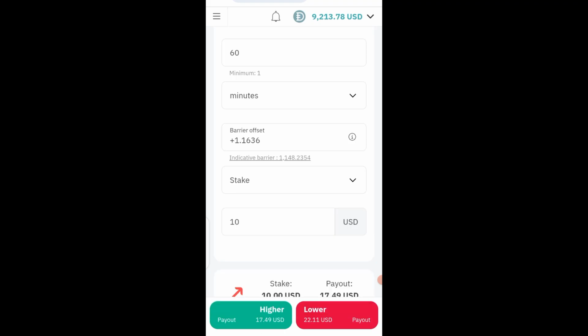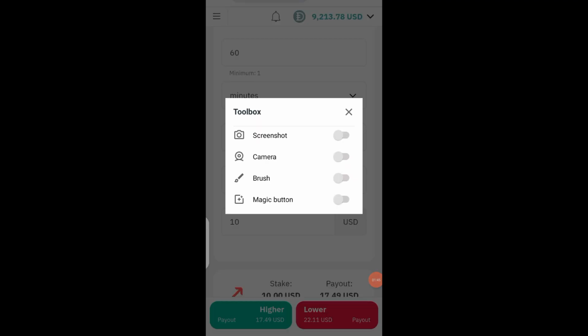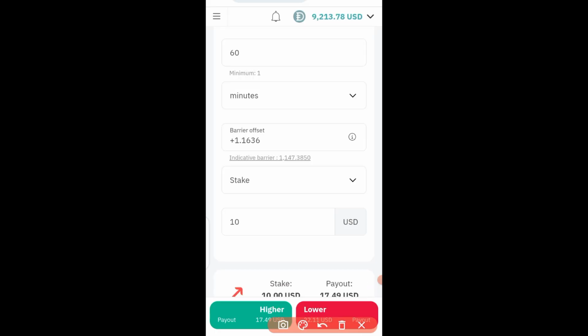Then you can enter your stake amount. This is the barrier here. You just leave it on the default barrier, nothing to change on the barrier. Leave it the way it is. Enter your stake amount.